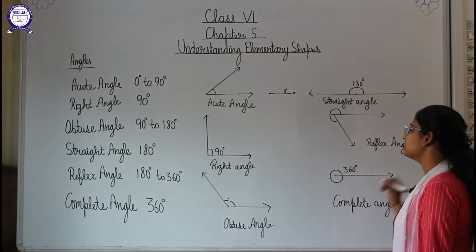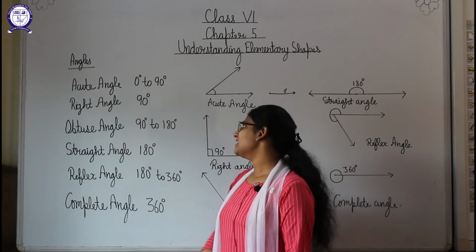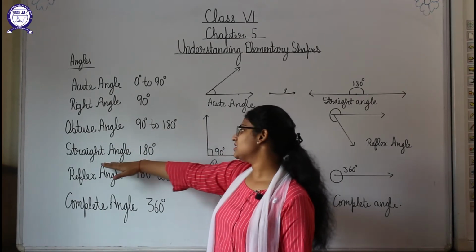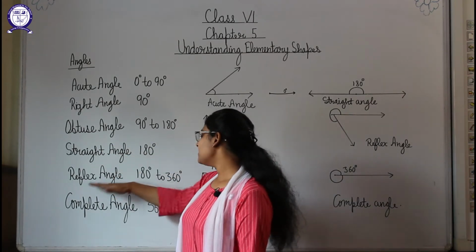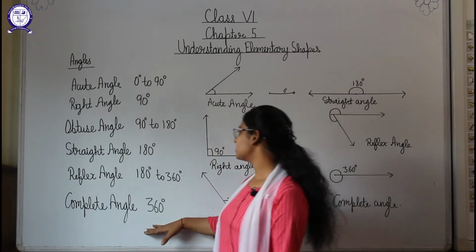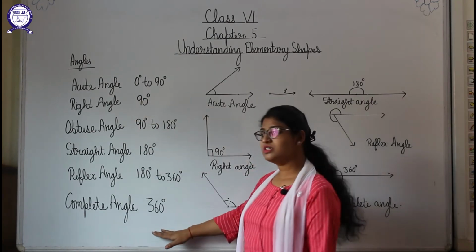So students, these are the angles here. Acute angle from 0 degree to 90 degree. Right angle is of 90 degree. Obtuse angle 90 degree to 180 degree. Straight angle 180 degree. Reflex angle 180 degree to 360 degree. And complete angle is of 360 degree. That's how we cover all the angles from 0 degree to 360 degree.